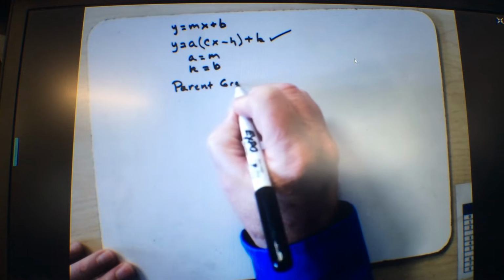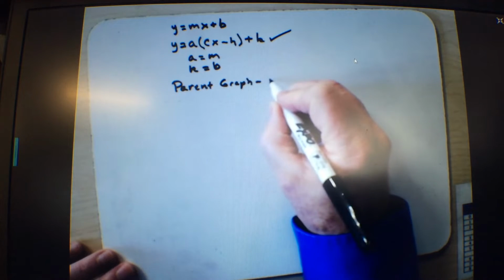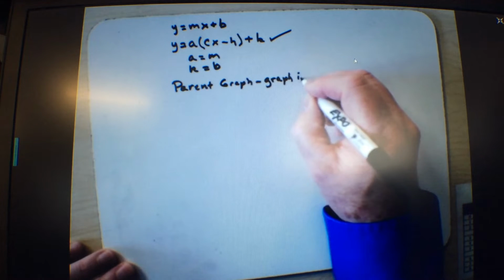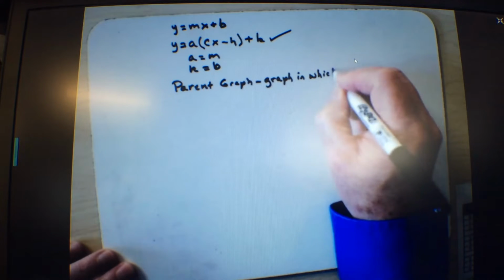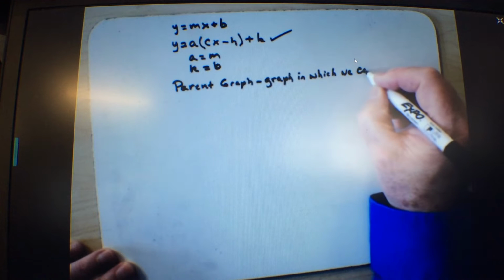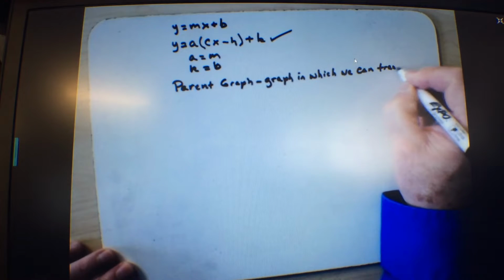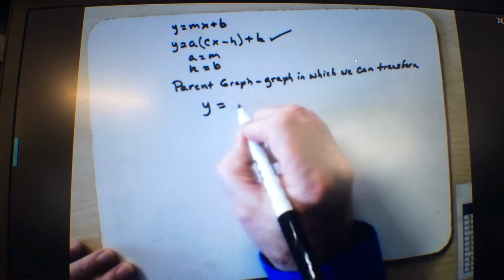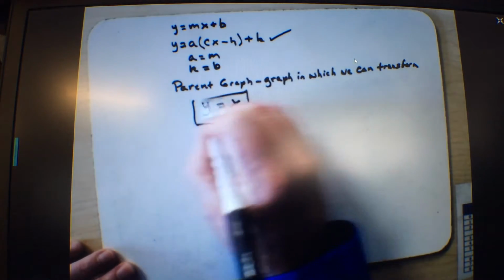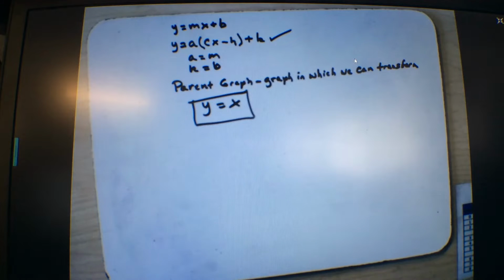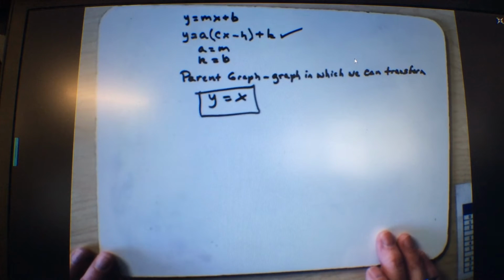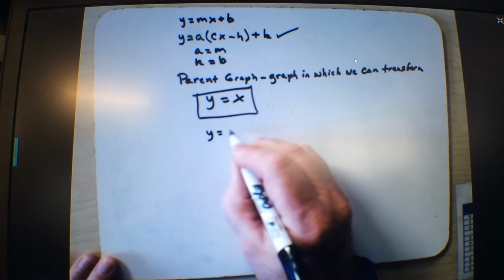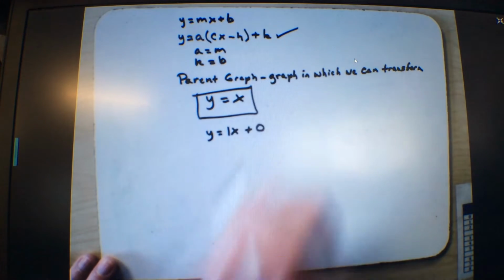What's a parent graph? A parent graph is a graph in which we can transform. Okay? And the graph that we're going to transform today is y equals x. That's our parent graph, y equals x. Now, if you want to write it out, it's y equals 1x plus 0. Is that correct?